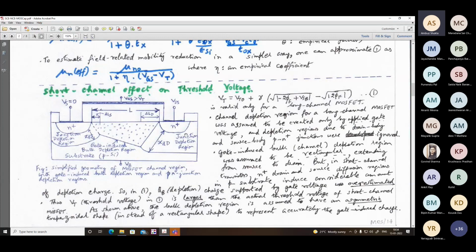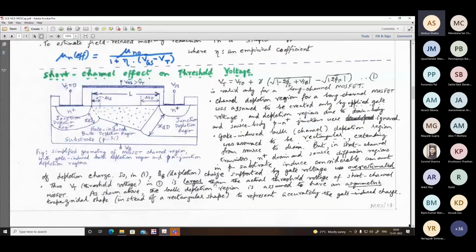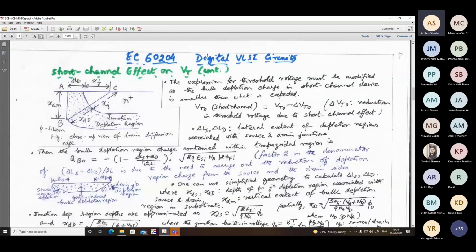That's why it accounts for the expression 1 minus (delta LS plus delta LD) into root over 2q epsilon Si acceptor concentration and 2 phi F. Earlier only this was in place, right? Earlier this was the total, if you remember, this was the total QB0. Now we are modifying this in this form, right? Now we are separating out the contribution of the two PN plus junctions, one due to the substrate and the source, and the other due to the drain and the substrate.